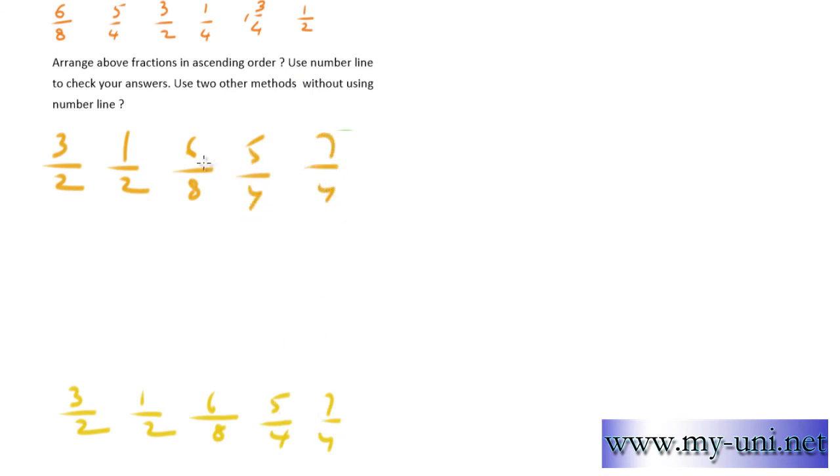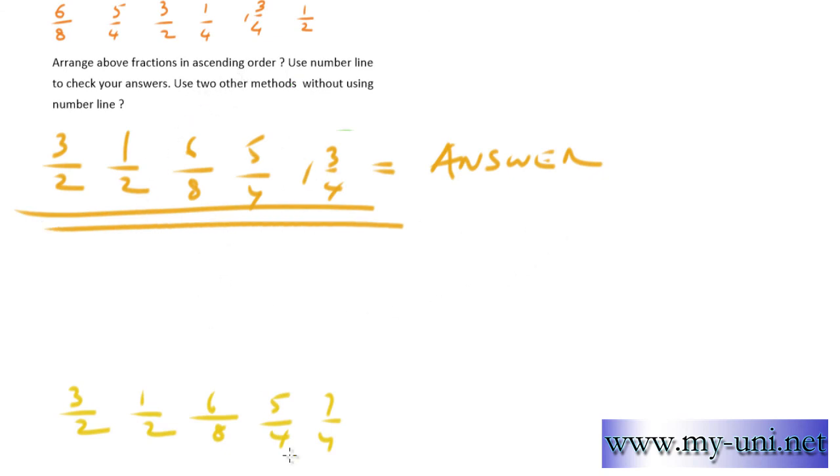Okay, so we have made a mistake. This was not 7 over 4, that was 1 3 over 4. Alright, so this is your answer, and you can draw a number line and prove that your answer is right.